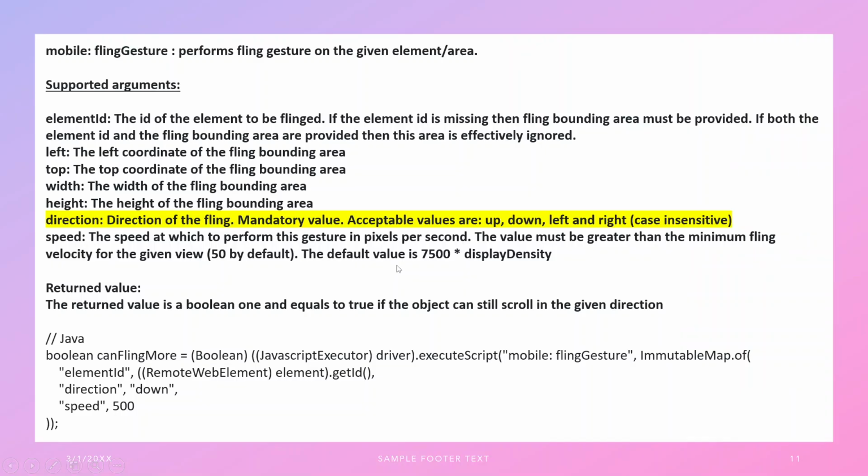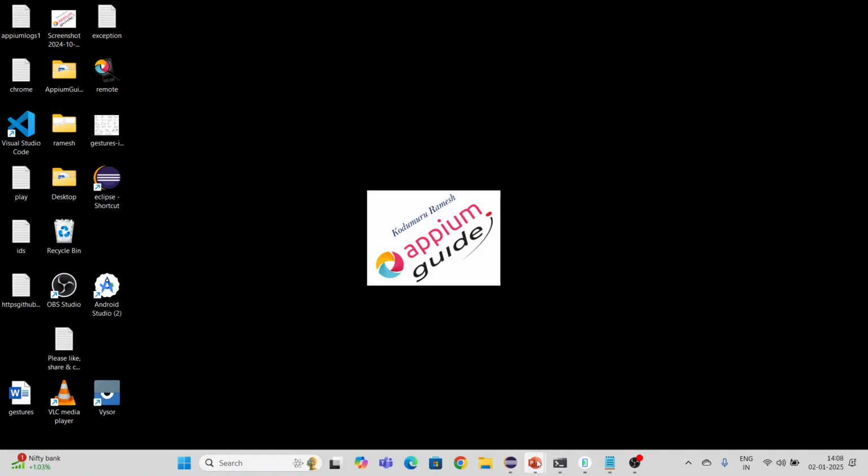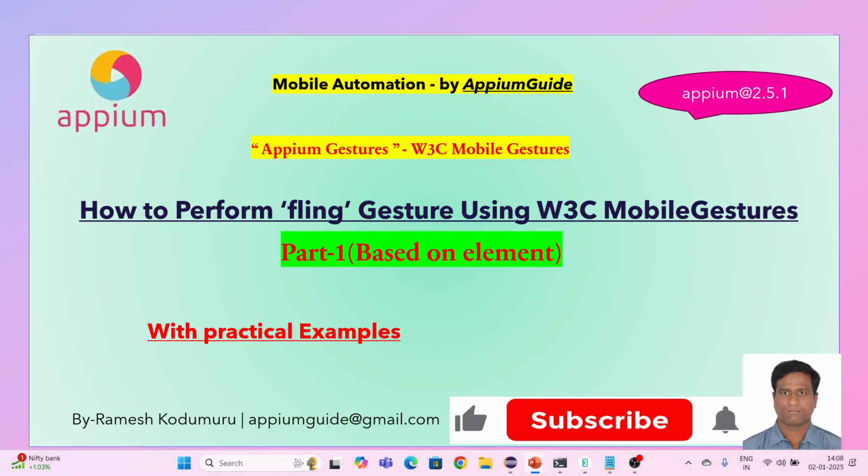Now an example of how it looks. We use the JavaScript executor, cast it to the driver, and call execute script with the command mobile: flingGesture and an ImmutableMap.of, mapping all the set of arguments here: the elementId with its value, direction, and speed. This is the example. In this video we are performing the fling gesture based upon the element.